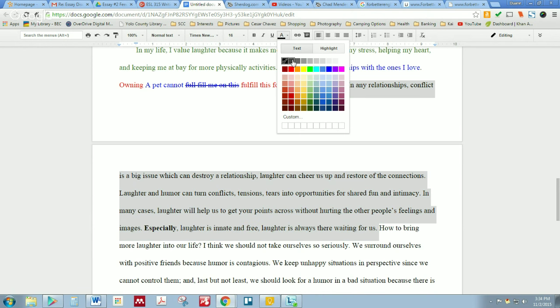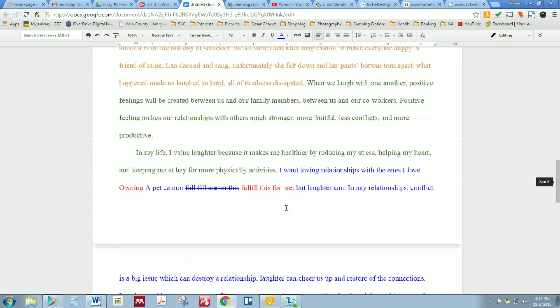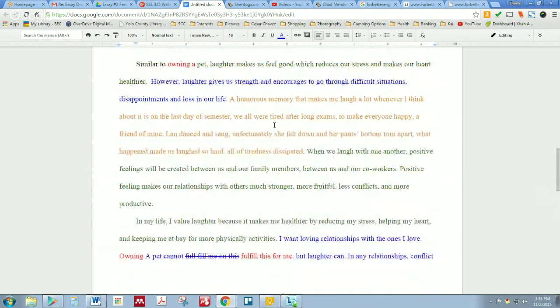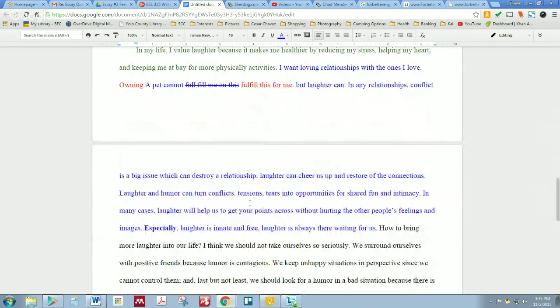Actually, it's all development. So this is another paragraph where there's no specific example. I would like to see a specific example here supporting this. But this is okay. It's another example because we see a specific example here and we see a specific example here. So you don't need it in every paragraph. This is general support for what laughter can do for you.